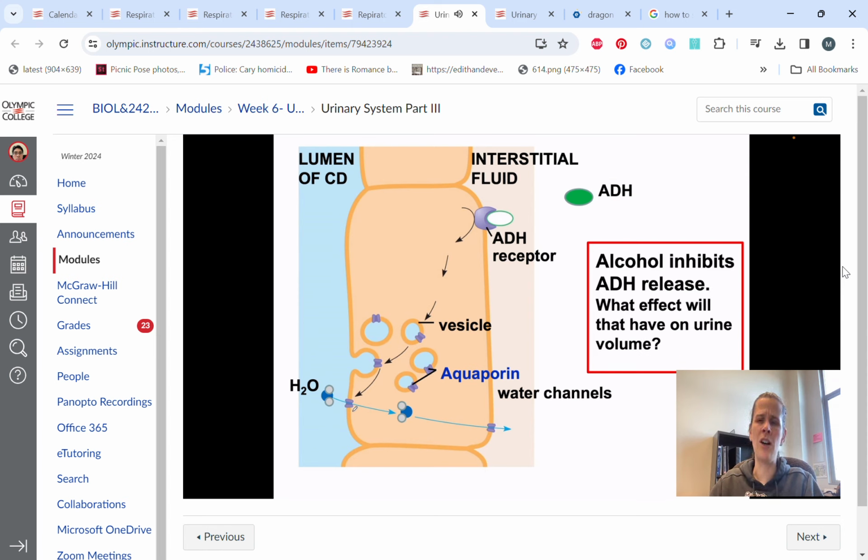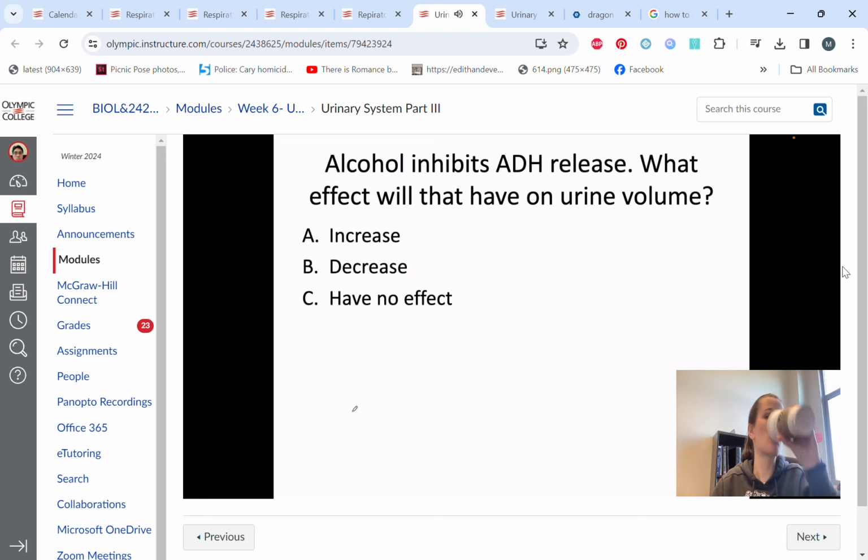Okay, what about alcohol? Alcohol inhibits ADH release. What effect will that have on the urine volume? What do you think? Yes, it would increase your urine volume.